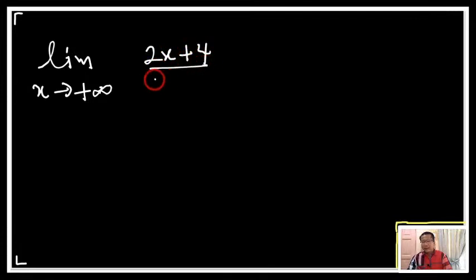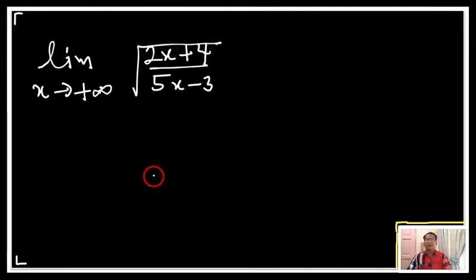Another example. Limit x approaches positive infinity, square root of (2x plus 4 over 5x minus 3). Okay. Now you have a radical. What you need to do is, this one you can take out. Find the limit first of the rational function and then you solve the radical part.